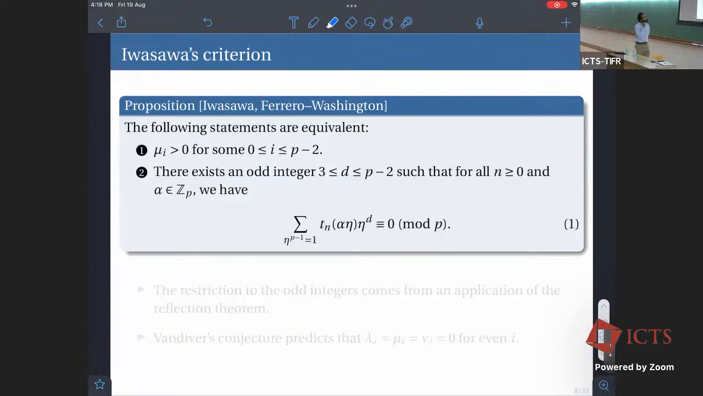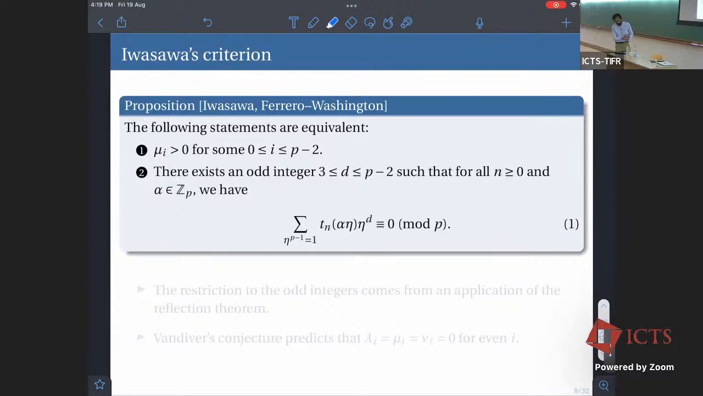I explained something using Sn, but I'm just saying that if you follow your nose, you can also express it in terms of Tn, and I'm writing it in terms of Tn because Tn is between 0 and p minus 1, and Iwasawa wrote it this way. So this criteria is originally due to Iwasawa, but Ferrero-Washington also gave an alternate proof, using essentially the same approach.